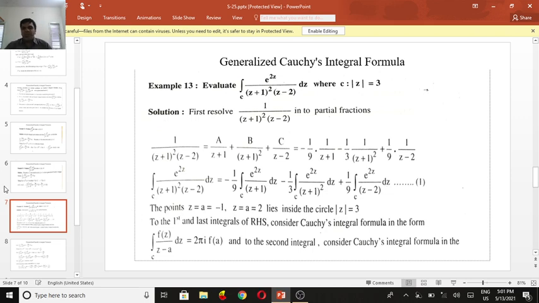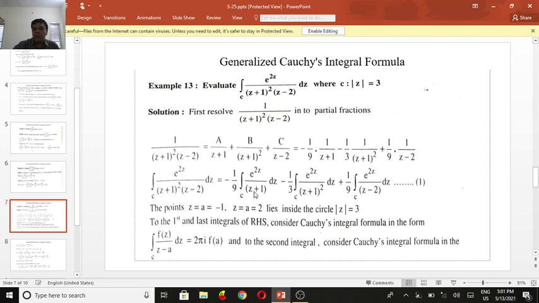You observe here that the points a are minus 1 and 2. So all the points lie within the circle, because mod z equal to 3. That is, the points z equal to a equal to minus 1 and z equal to a equal to 2 lie within the circle.